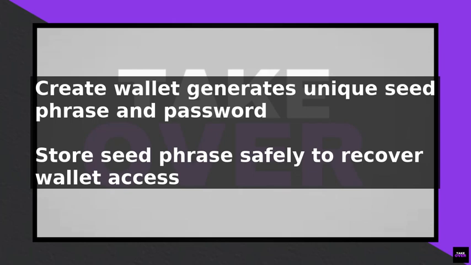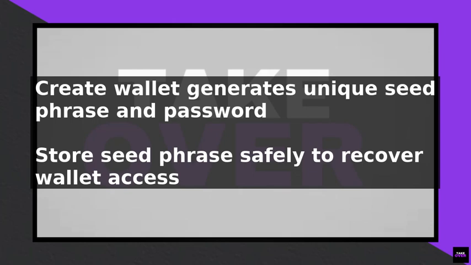If you choose to import a wallet, you will need to enter your seed phrase and set up a password. Make sure to use the correct seed phrase and to keep it safe, as it can be used to access your wallet. After setting up your wallet, you will see your wallet address and account balance. You can use this address to send and receive cryptocurrency.